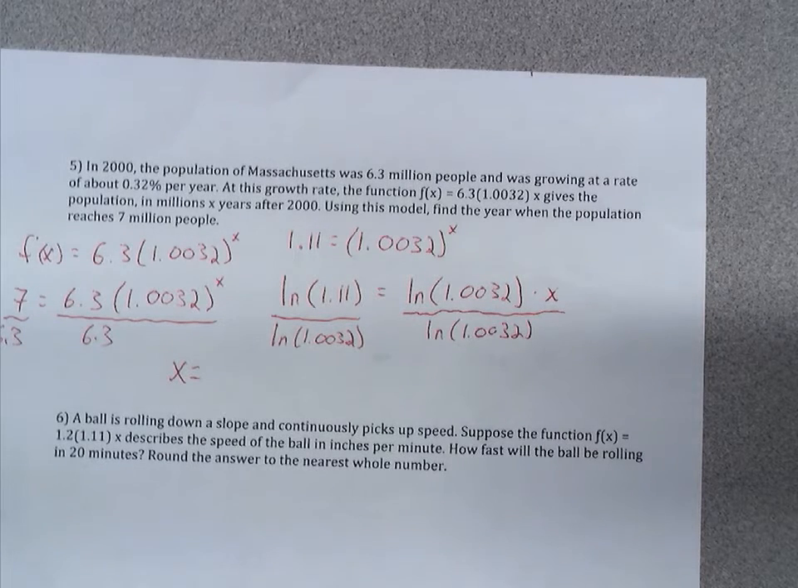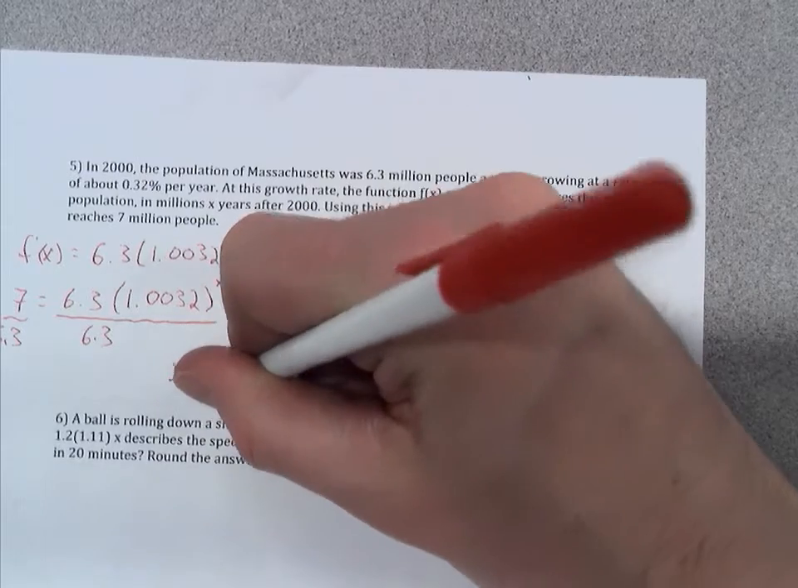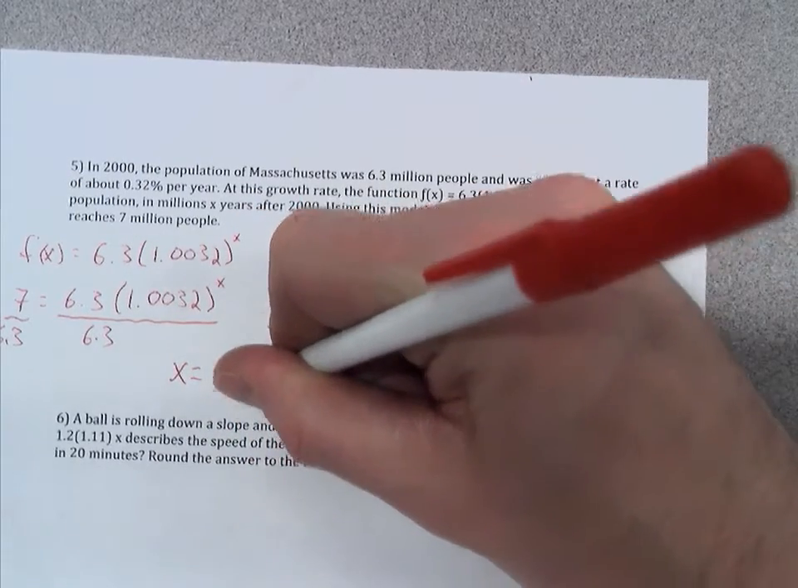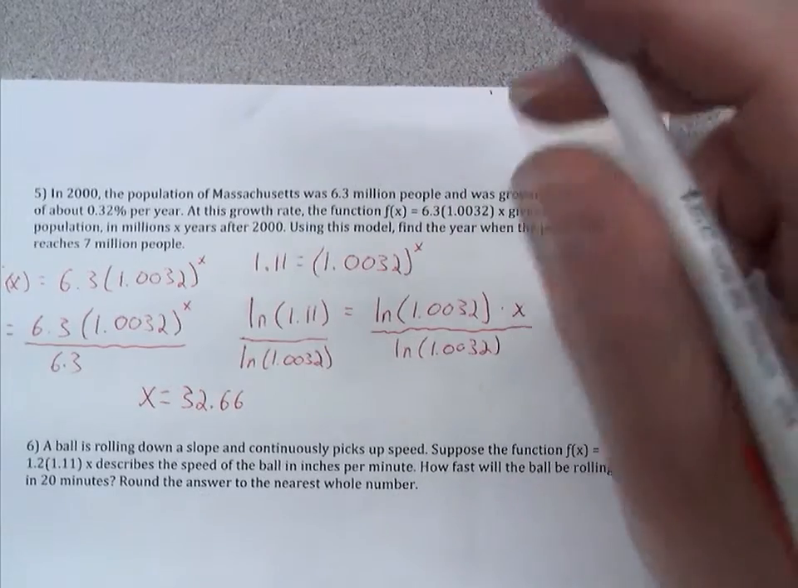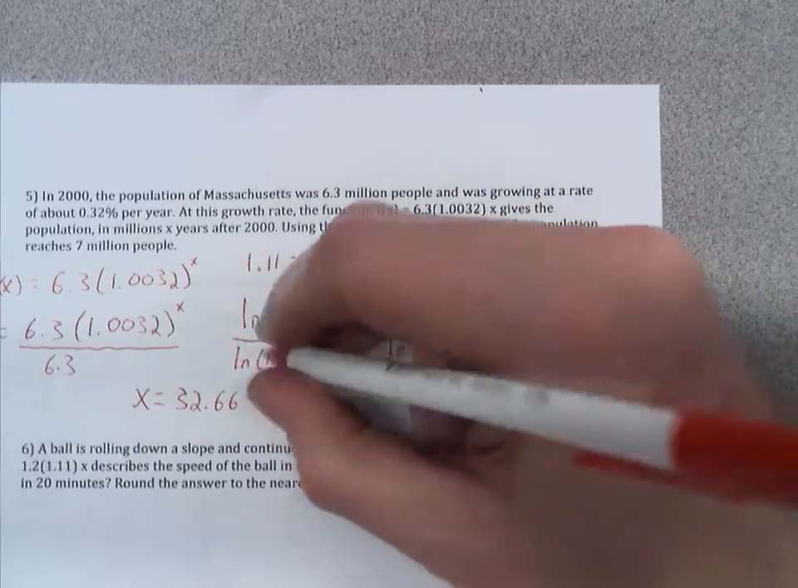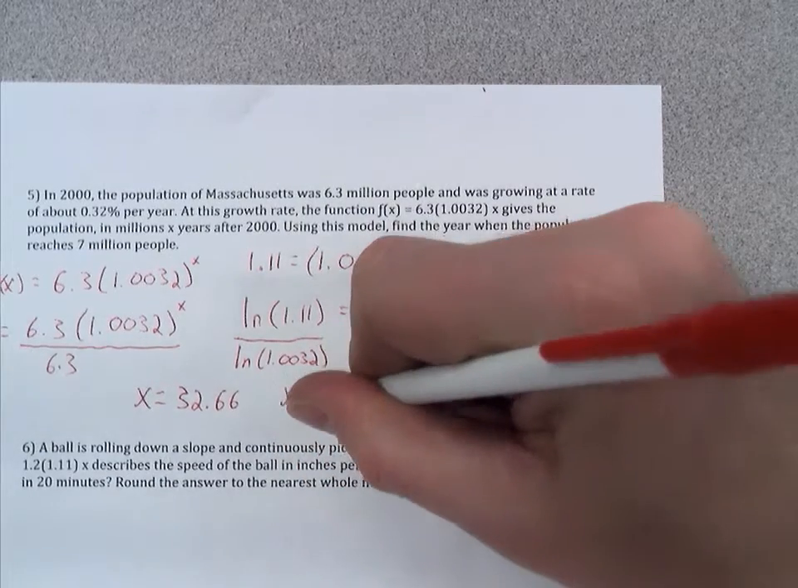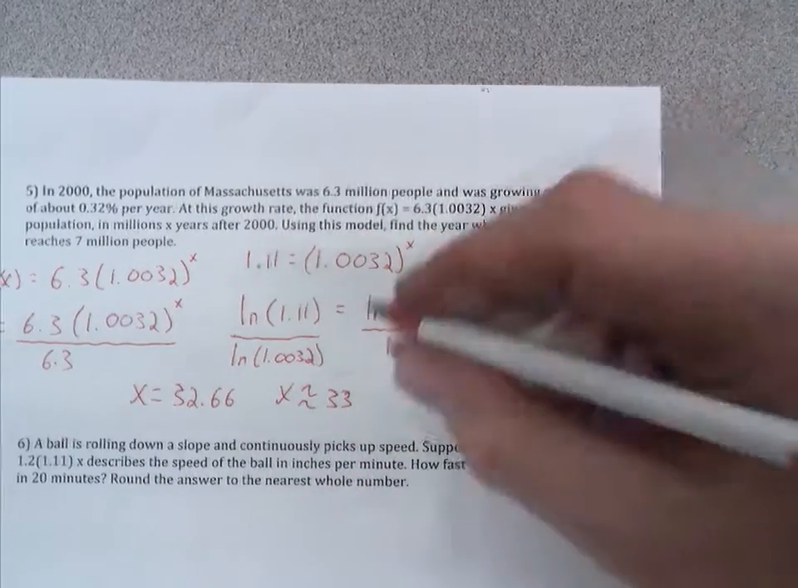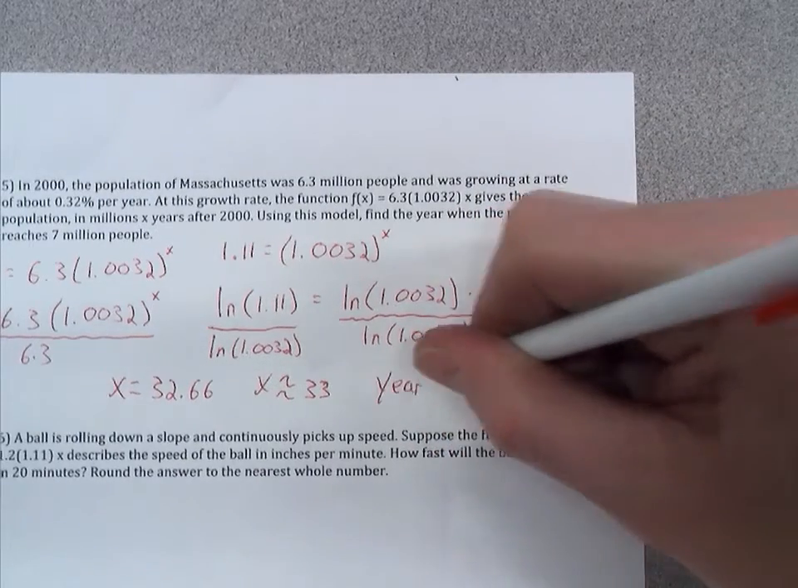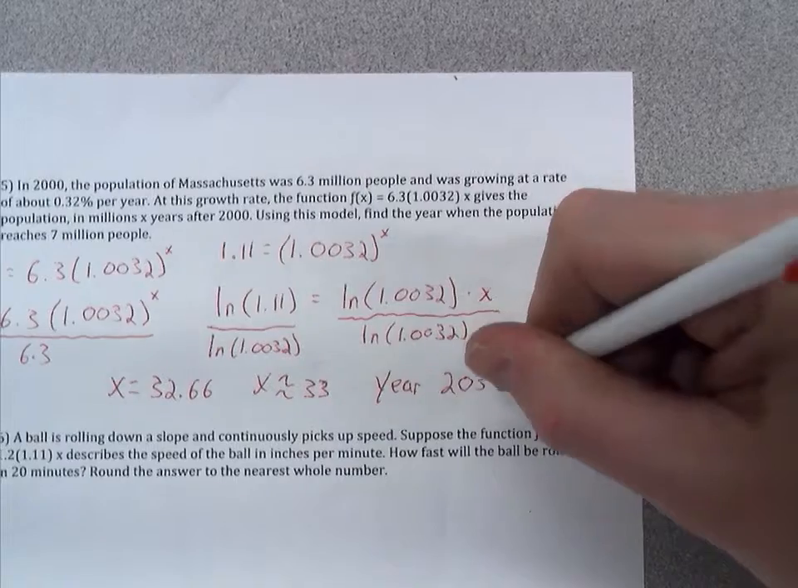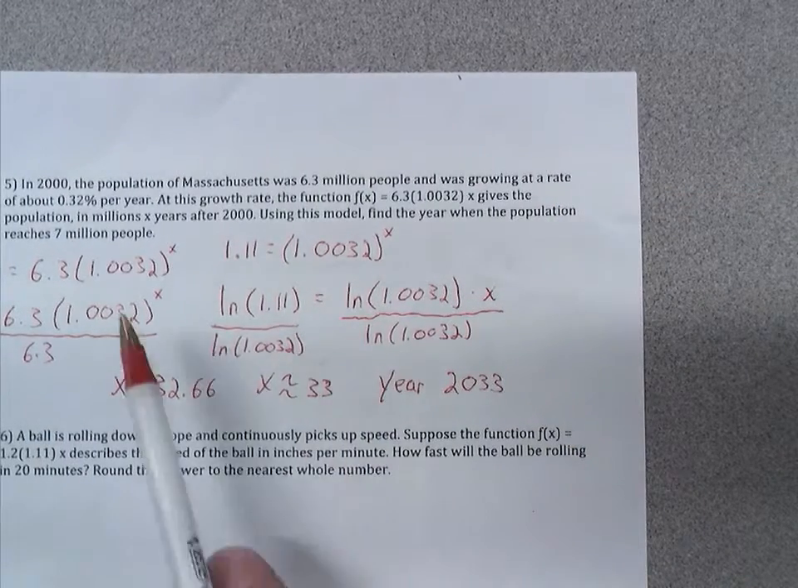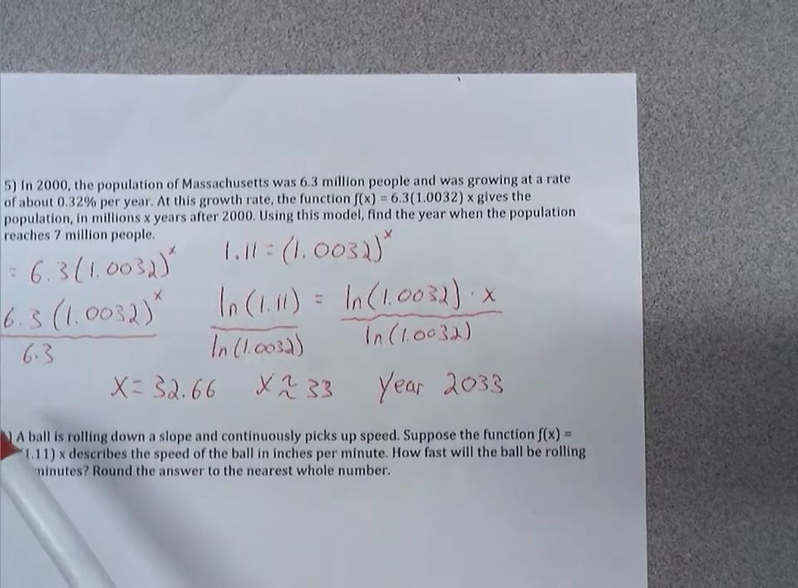And if I do that, I'm going to find that x equals, let me do this really quick, natural log of 1.11 divided by the natural log of 1.0032, and that gives me about 32.66, and then it just kind of repeats on and on. So if we want to get to 7 million people, x needs to be about 33 years, which means it's going to be the year 2033 when the population finally reaches 7 million people.